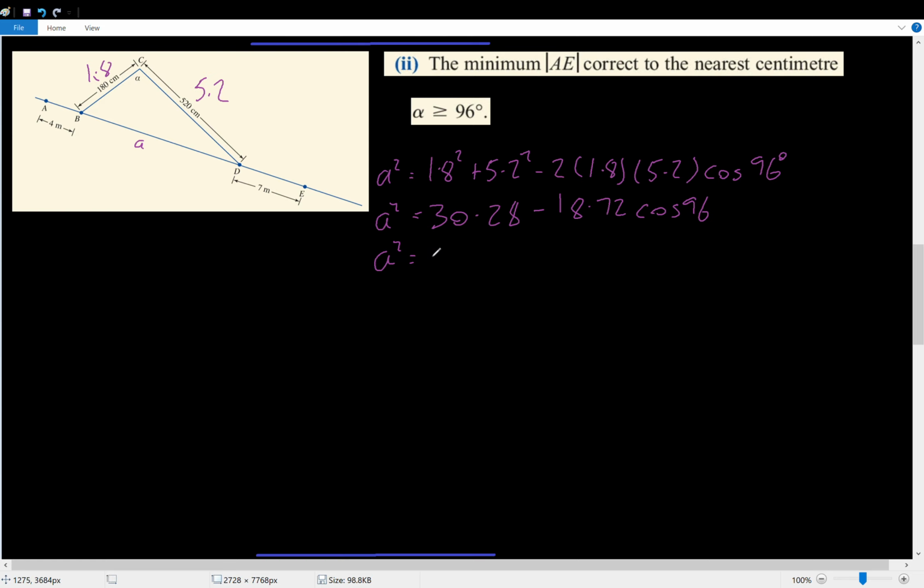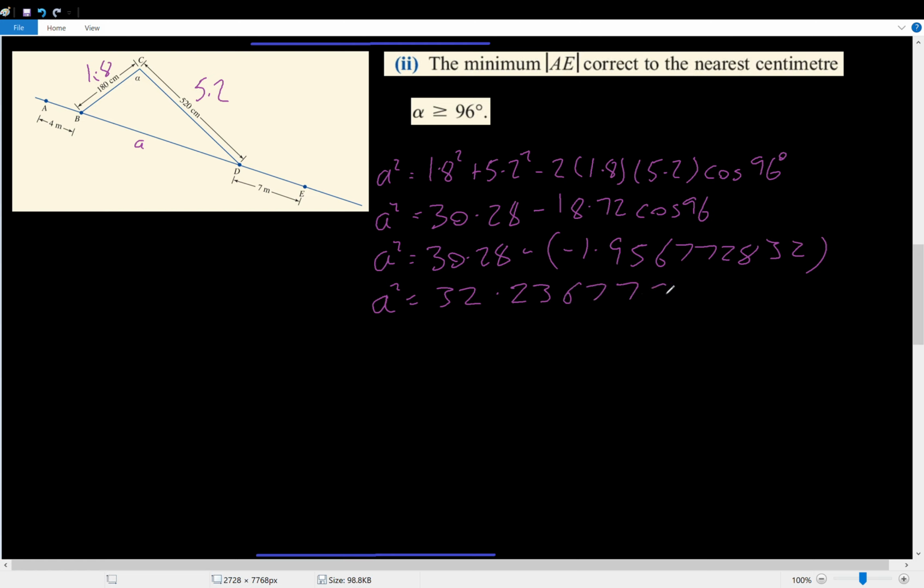So our next line down, we're going to have 30.28 minus, and this time again we're going to get a negative value for cos. So cos 96 is going to be a negative value. So when we multiply by 18.72, we're going to get minus 1.956772832. So minus minus means it's going to be added together. So when we do that, we're going to get 32.236772283, which means A is going to be equal to the square root of that.